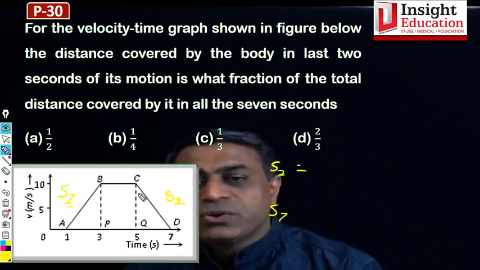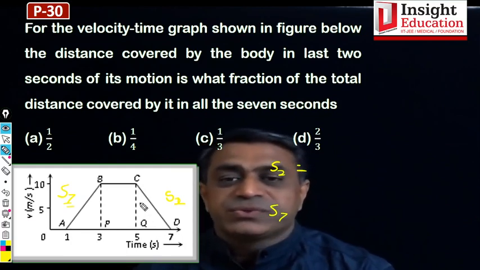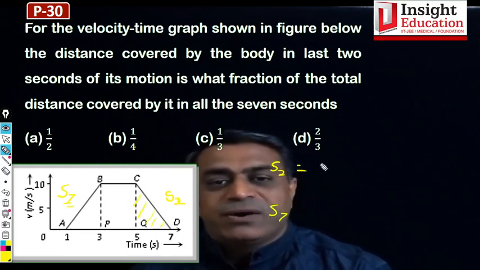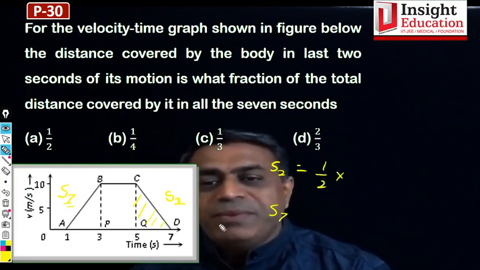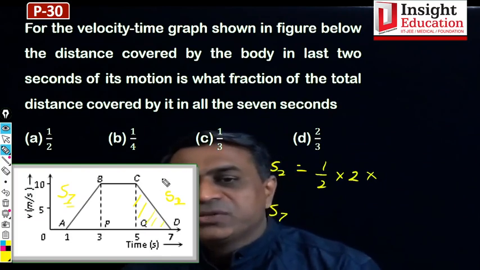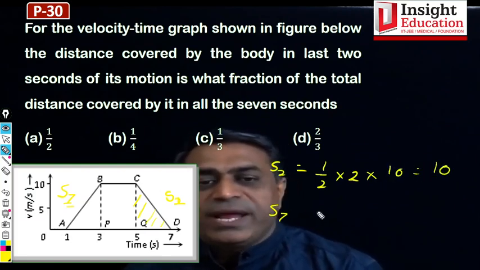S2 means the last 2 seconds, 5 to 7. So calculate the area of this triangle. Area of triangle is 1/2 into base, 7 minus 5, which is 2, into H. The height is equal to 10. So S2 is equal to 10.